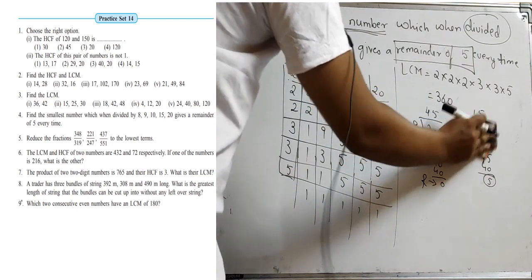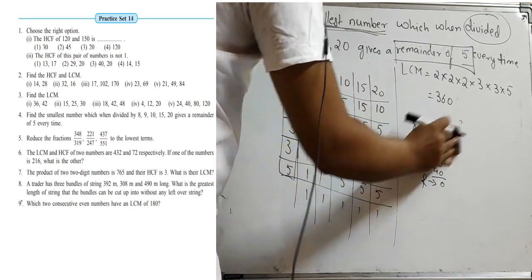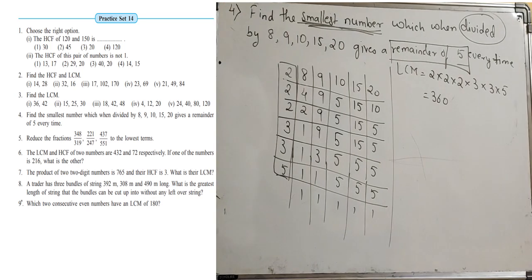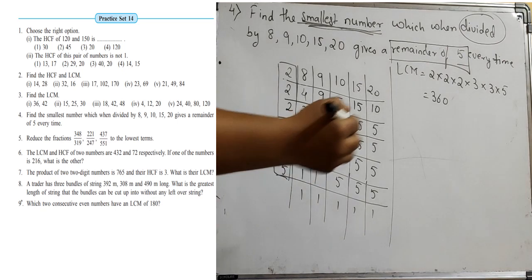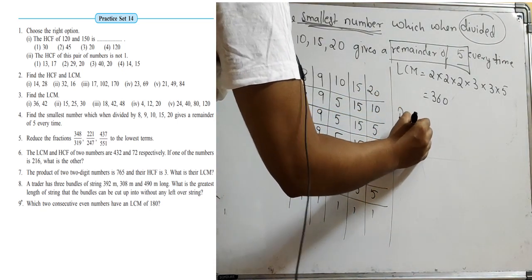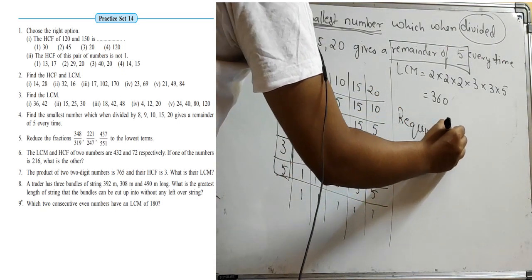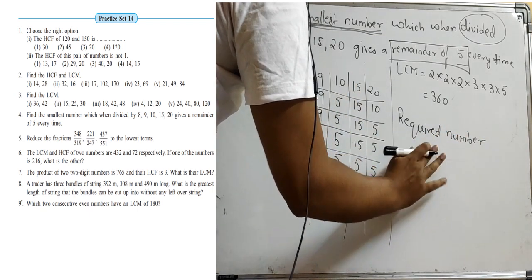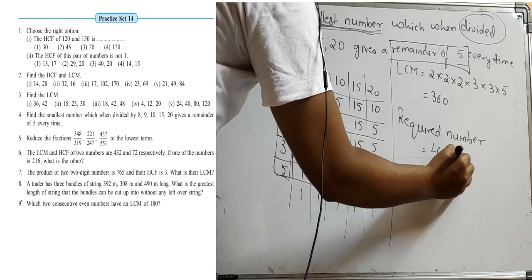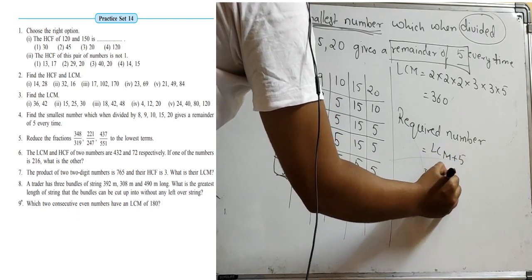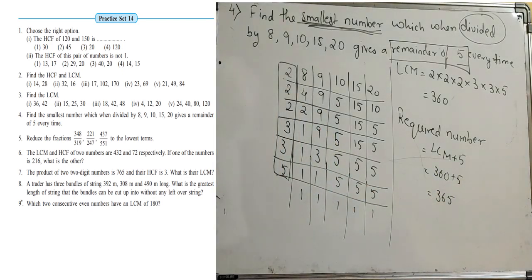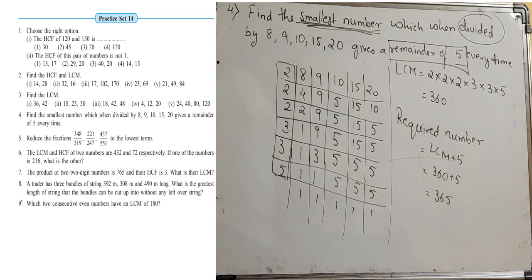Okay. So the required smallest number, which when divided by 8, 9, 10, 15 and 20 gives us a remainder 5, is the LCM plus 5, that is 360 plus 5, that is 365. I hope you have understood this sum.